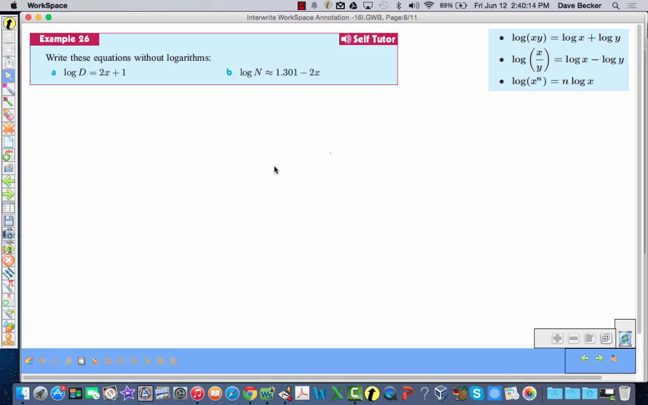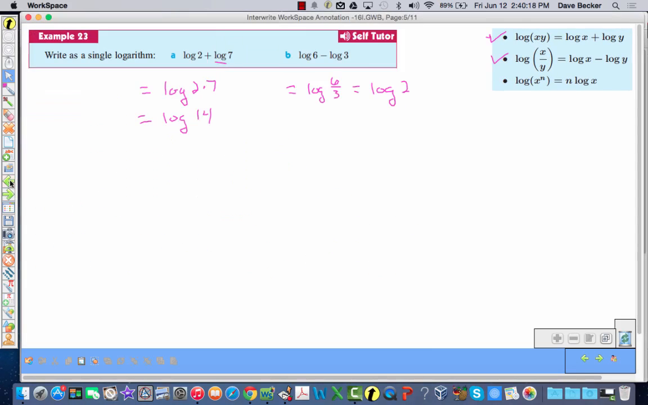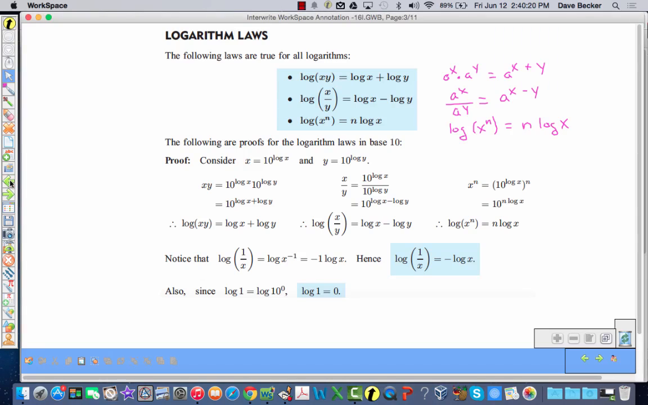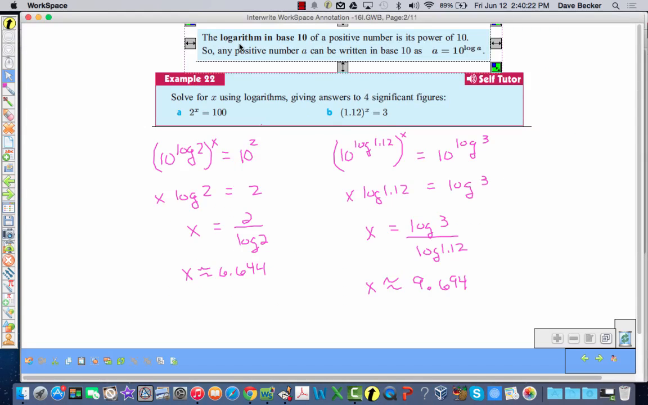So, any number can be written. Here, let's go back here because I think it's easier to follow along with this in front of us. I'm going to copy this. I should have had it here before. I'm sorry.